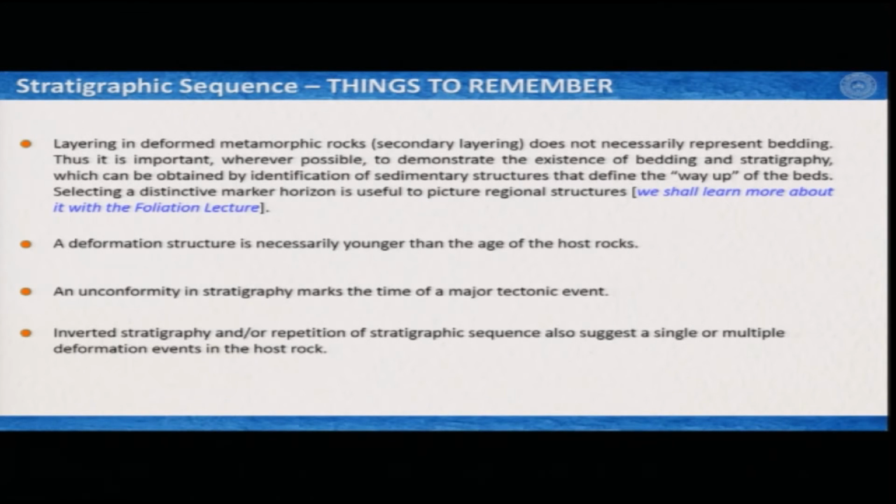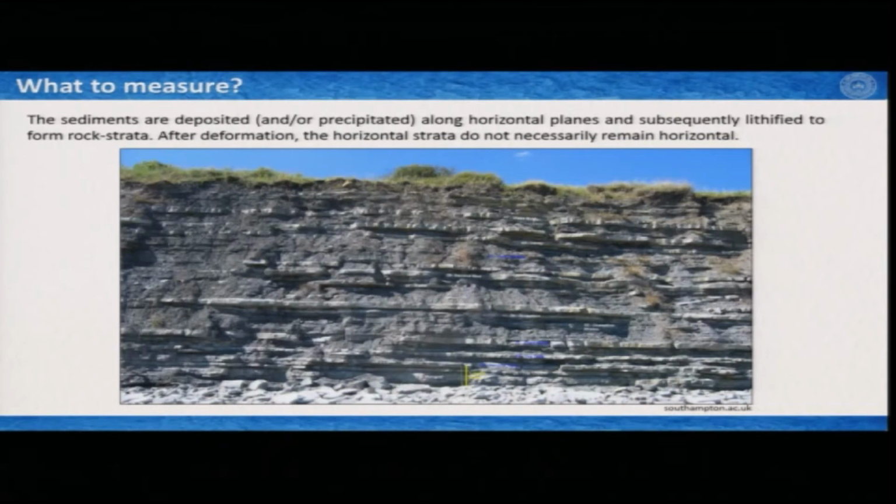Any deformation structure that we see in the field are essentially younger than the host rocks. That's something that you need to remember, and it's obvious. And if you see, as we discussed in the previous slide, any sorts of unconformity in the stratigraphy, inverted stratigraphy, repetition of stratigraphic sequence, etc., all these things if you encounter in the field, they suggest immediately that there must be either a single or multiple events of structural deformation or tectonic phenomena. So with this, we move to the next part of this lecture, that what to measure in the field.